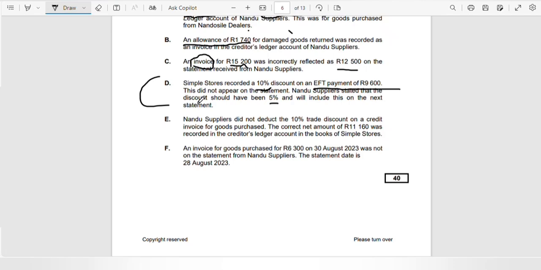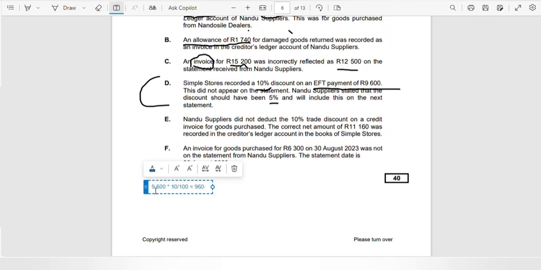So we're going to say 9,600 multiplied by 10 divided by 100. So in our books we said minus 9,600 because of discount received. They decrease the credit.